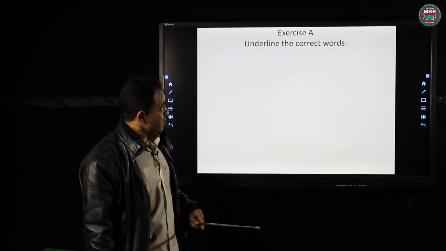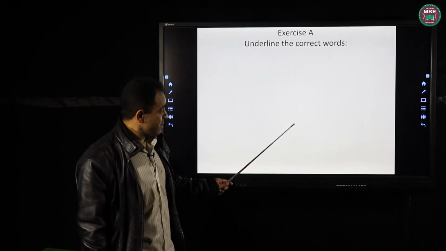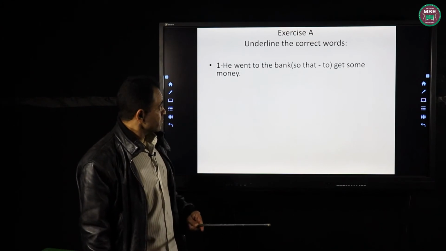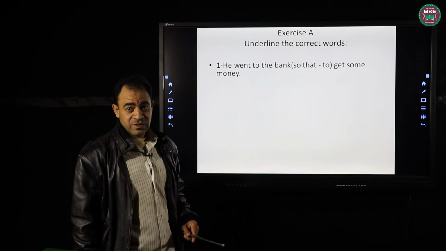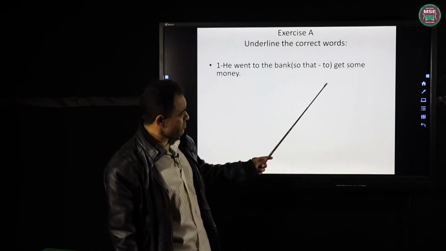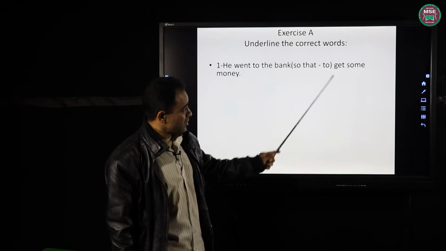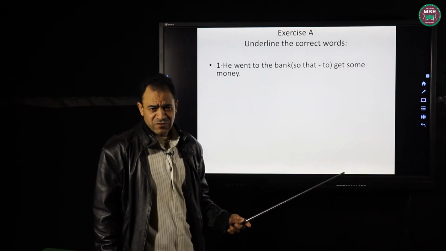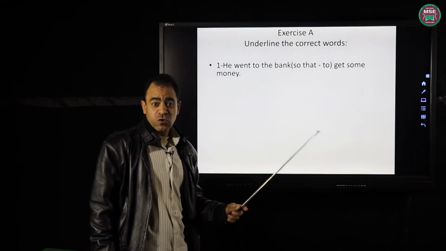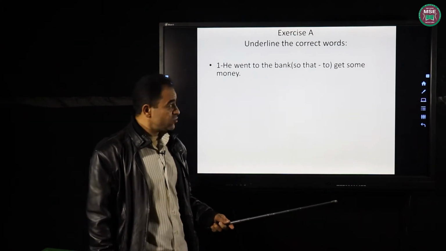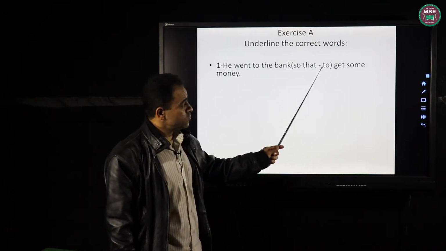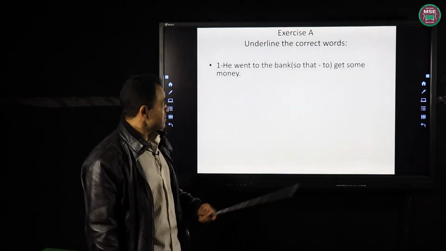Exercise A, underline the correct words, okay? Underline the correct words. He went to the bank, space, get some money. So here you will have a look here. I said get. We don't have a subject, right? So it's the verb infinitive. So we need to, or in order to, or so as to. What do we have here? To. So to get some money.